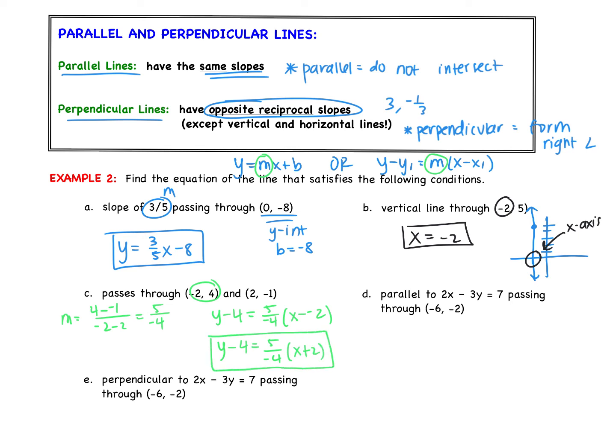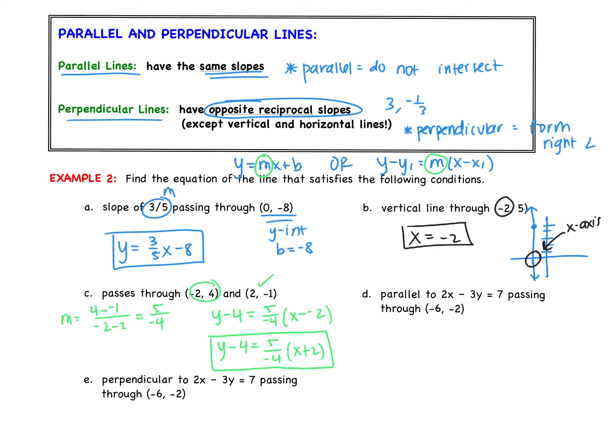Leave your answer like that. Don't put it in slope-intercept form. There's no reason to. And again, you could have used the second point instead. I just chose not to. Is this familiar to us? Yeah.